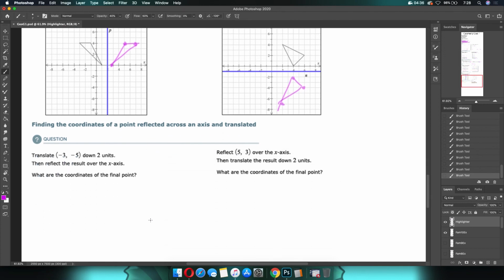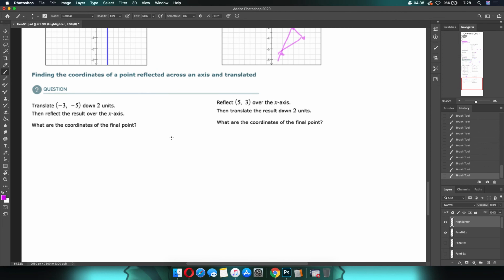Next up, now again, where you're making your little baby coordinate plane makes it easy. So we're starting at -3, -5. We go down 2 units, so that's going to be -3, -7. And then we're going to take it and flip it over the x-axis. So this will be -3, 7.